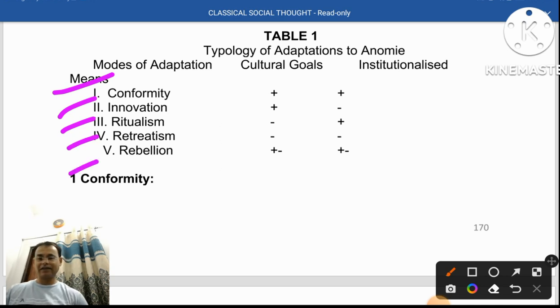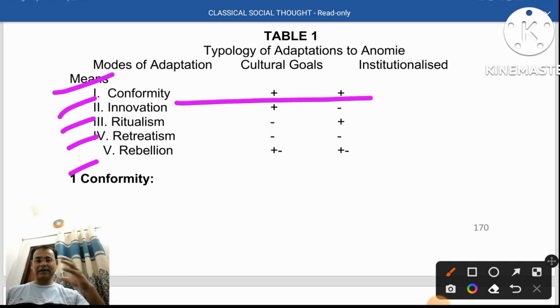There are 5 ways of action by people to achieve goals, or you can say conformity between goal and means. If a group of people accept goals as well as means, that is called conformity. Means they accept goals as well as means. Suppose some person wants to become rich, and he does business for becoming rich. He opens a shop, does business and becomes rich.